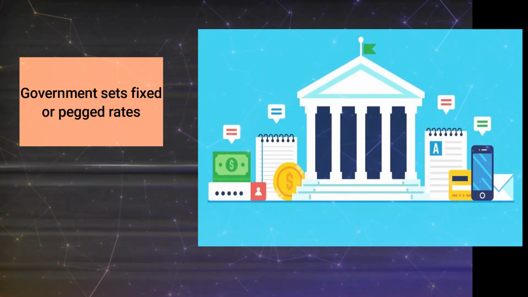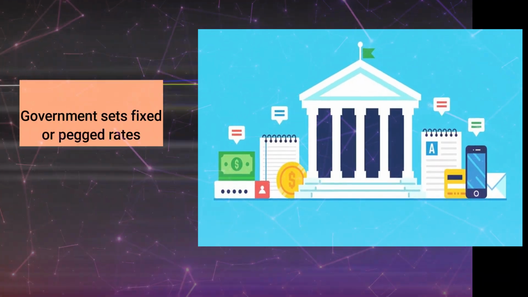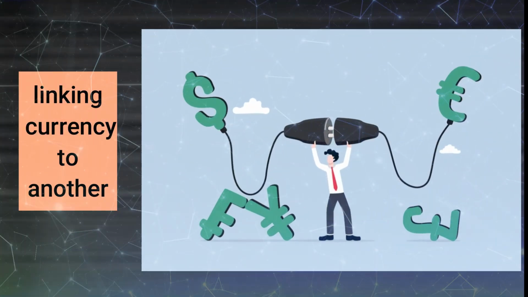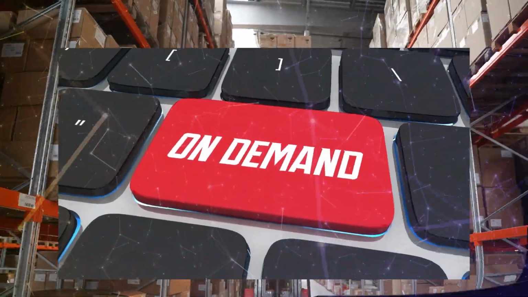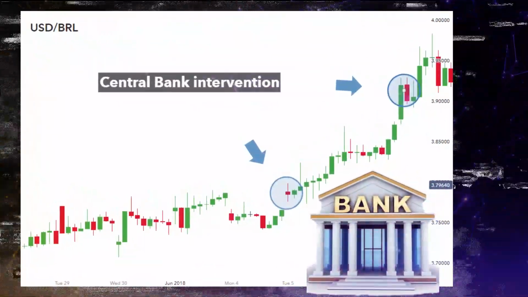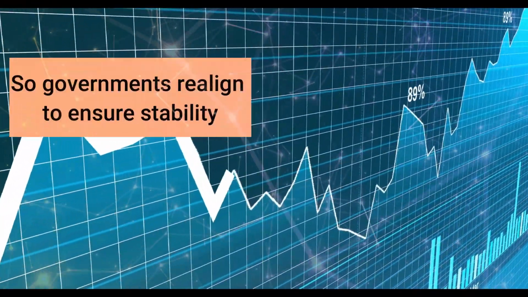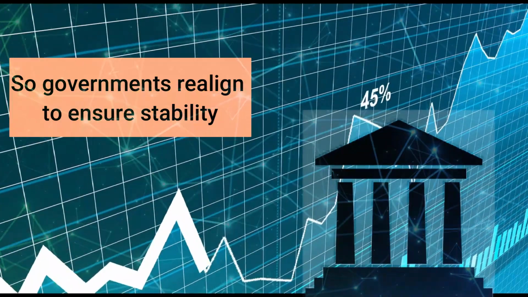Fixed rates. Government sets fixed or pegged rates via the central bank, linking the currency to another. Floating rates fluctuate based on speculation, supply, and demand. Central banks intervene during extremes. High or low values hurt the economy, so governments realign to ensure stability.